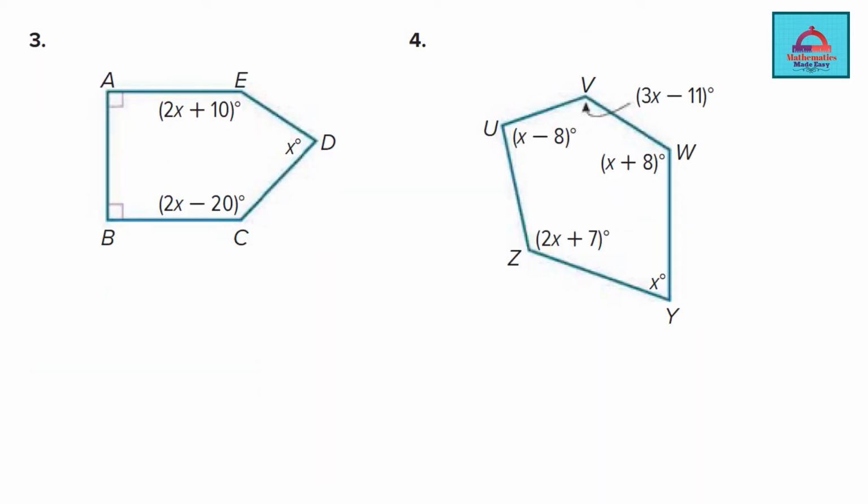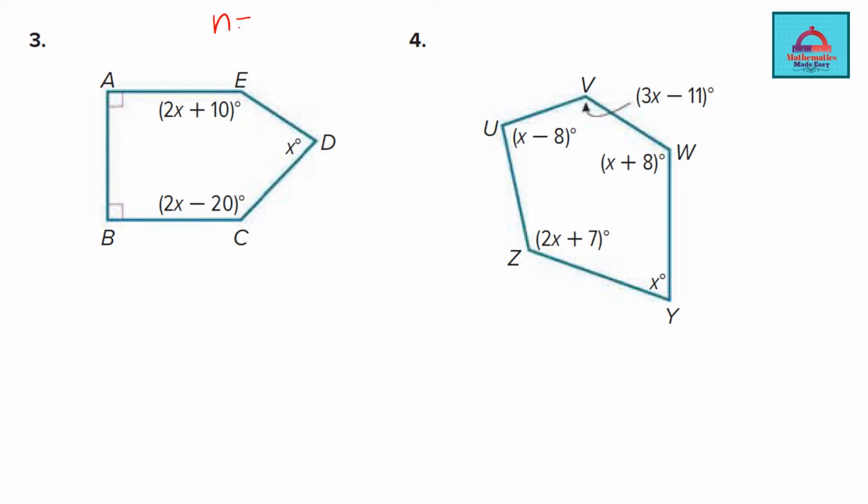So let's apply the interior angle theorem to the pentagons that you see here. Here A, B, C, D, E, there are 5 vertices. Similarly, U, V, W, X, Y, Z, there are 5 vertices.